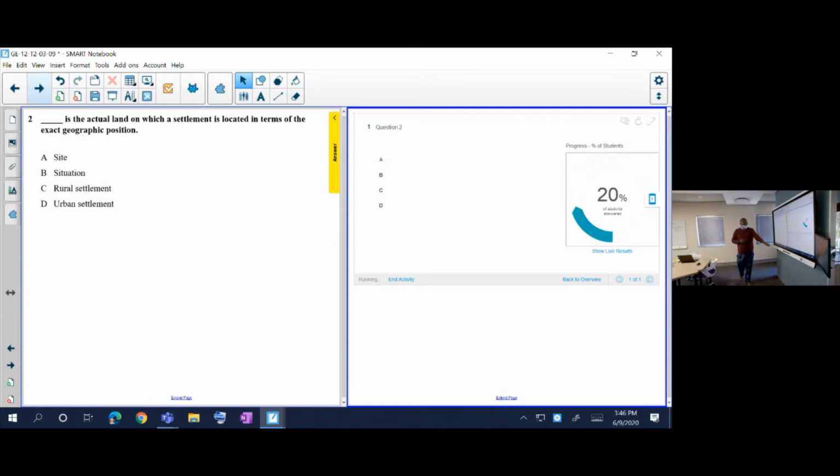So once I get a percentage of 60 to 70, then I know that most of my learners are there. Then I can quickly go through it so that we can cover more. An actual land on which a settlement is located in terms of the exact geographic position, that's what we were covering in the lesson.